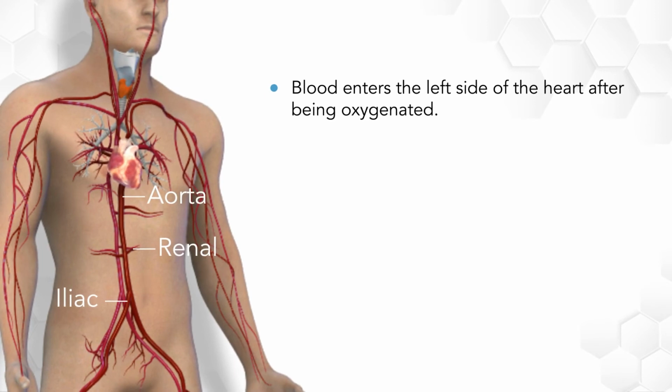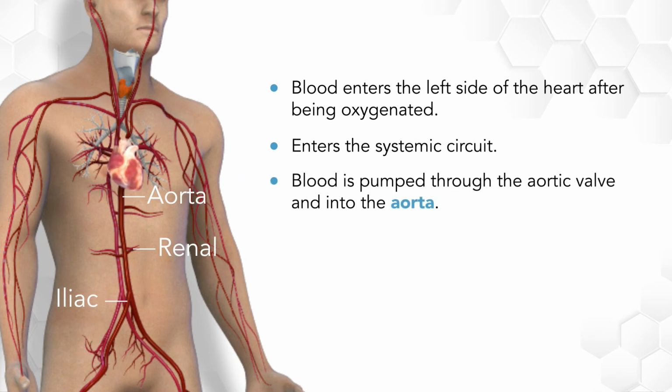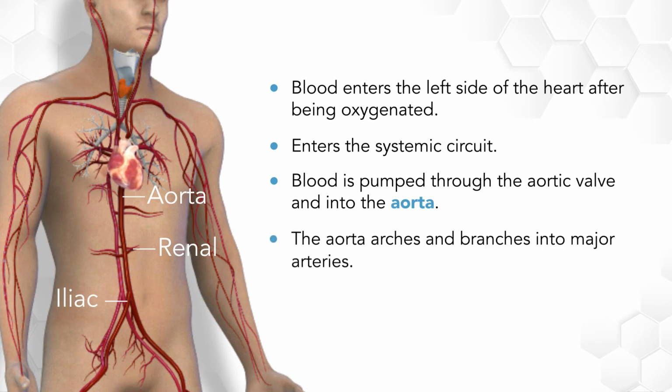When the blood enters the left side of the heart after being oxygenated, it is then entering the systemic circuit. From the left side, the blood is pumped through the aortic valve and into the aorta. The aorta arches and branches into major arteries that provide blood to the upper body before passing through the diaphragm and branching further into the iliac, renal, and suprarenal arteries, which provide blood to the lower body.